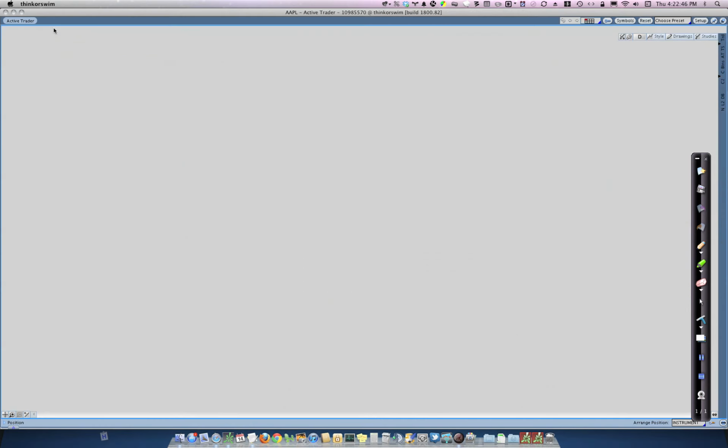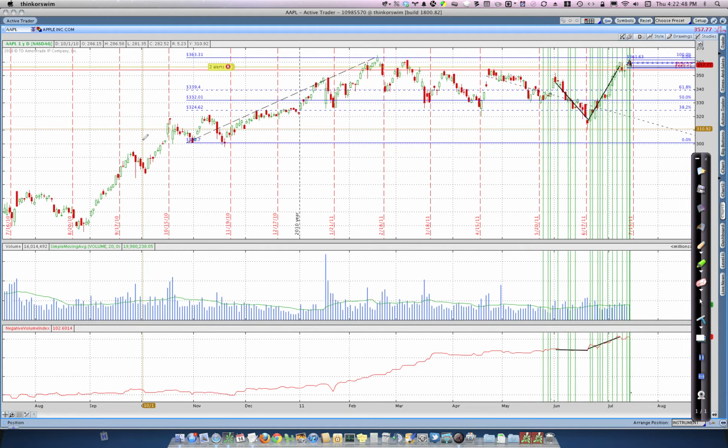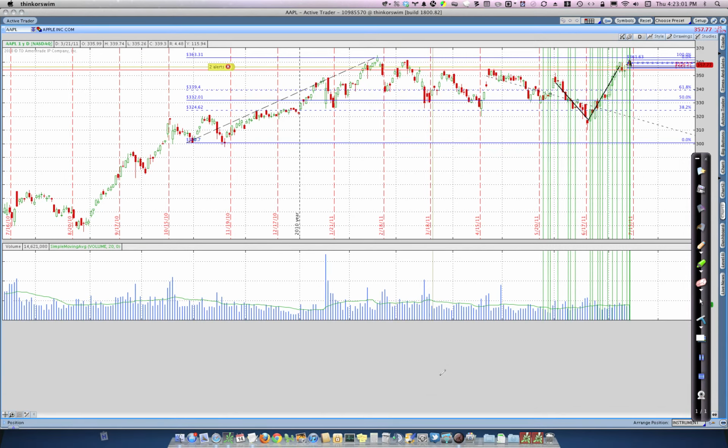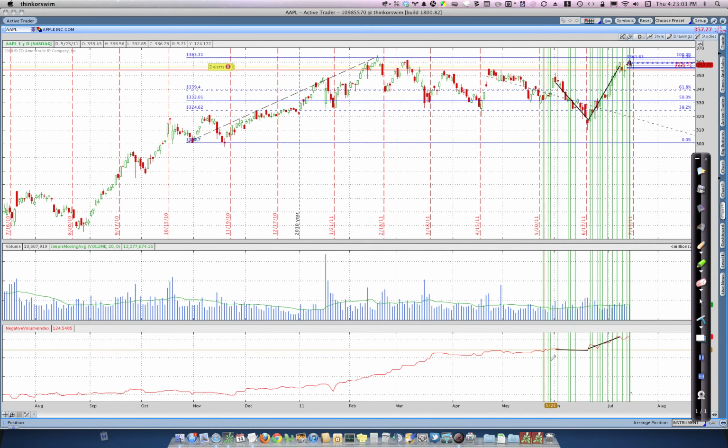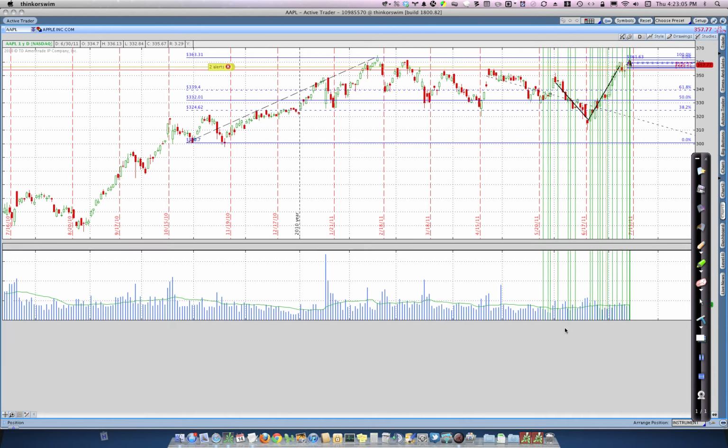So let's take a look at 3 charts. Let's take a look at Apple, and here's 1 year, and you can see that the negative volume index down here was flat for the longest period of time, and then at the beginning of the year 2010 it started to move up, went into a flat phase, and now it's started to move up again.